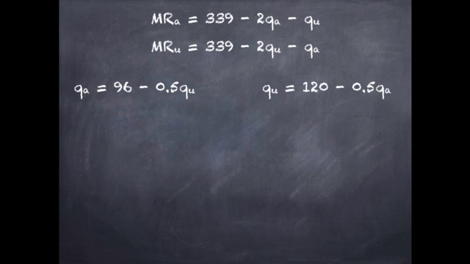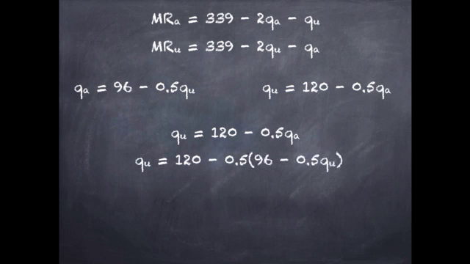Now all we have to do is place one into the other. So in order to find out what's going on with United, we know that their best response function is 120 minus 1/2 of QA. So we know what QA equals. It's 96 minus 1/2 QU. We can place that into QA. So we end up with QU is equal to 120 minus 1/2 of 96 minus 1/2 of QU. We multiply that through and we end up with QU is equal to 120 minus 48 plus 1/4 QU.